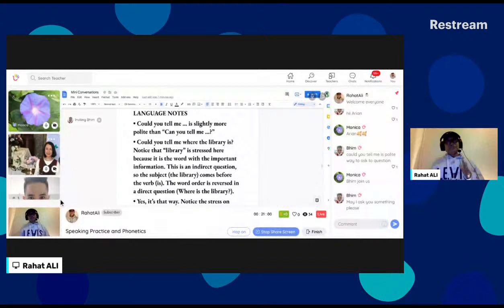So, if you use this pattern, you can create more sentences. Like, Monica can ask, "Hey, could you tell me how can I get a ticket for the concert?" "Could you tell me where the football stadium is?" Not "where is the", because "could you tell me" is already an interrogative or question. And Bhim, your example is correct: "May I ask you something?" If you use "may I", you don't have to use please, but I use please every time, as a polite gesture.